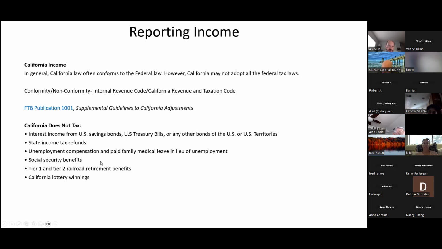I don't see this often, but if you have someone who works for a railway or railroad, they're not going to get Social Security benefits. They're going to get what are called Tier 1 and Tier 2 benefits, which are the equivalent of Social Security. And this is something you'll see again and again. There are some people that think that everybody's entitled to Social Security. Well, that's not the case.